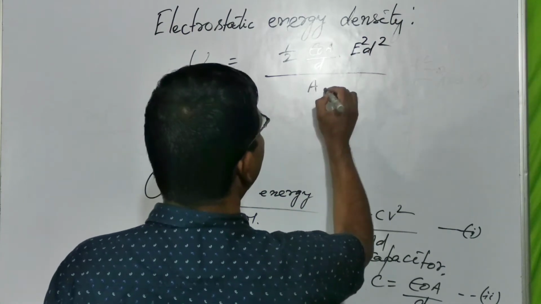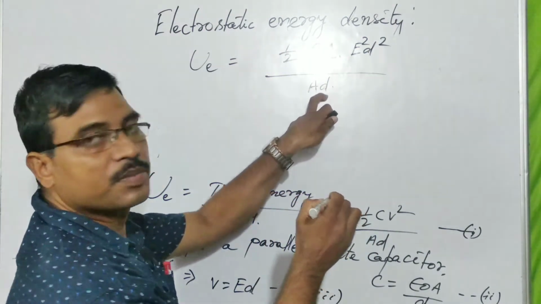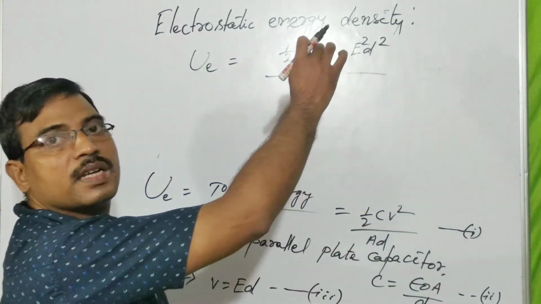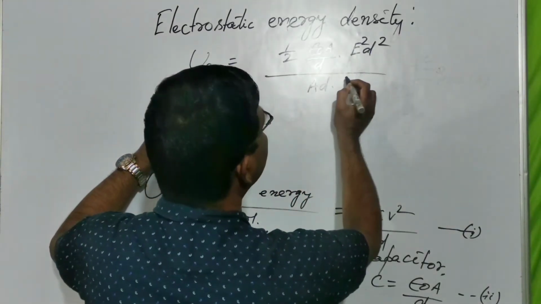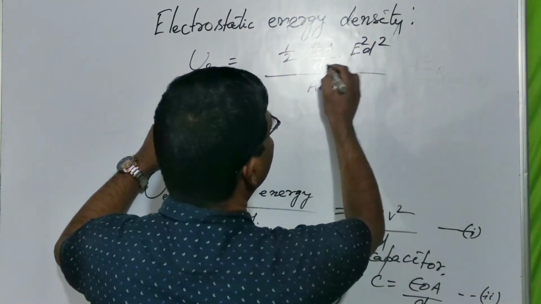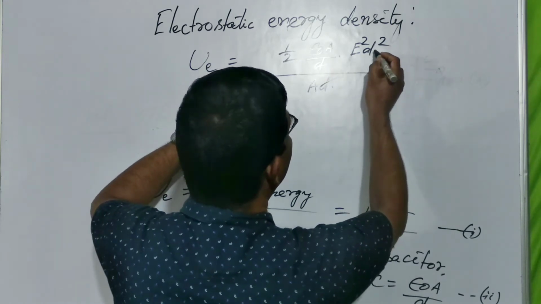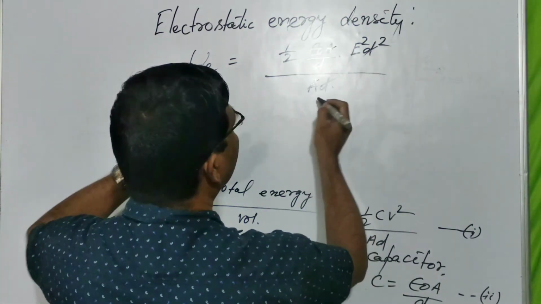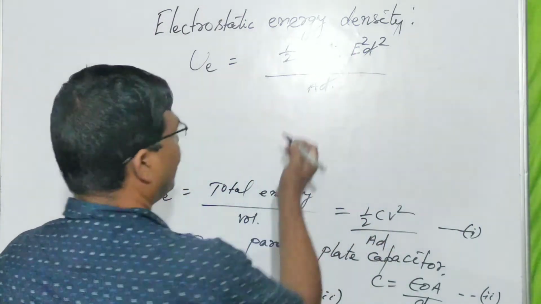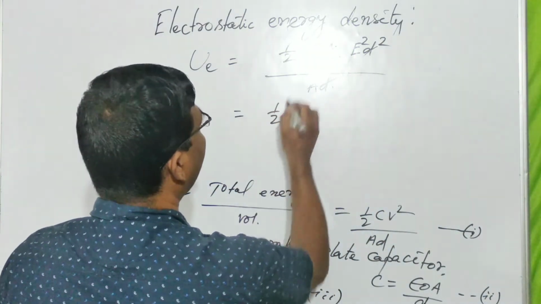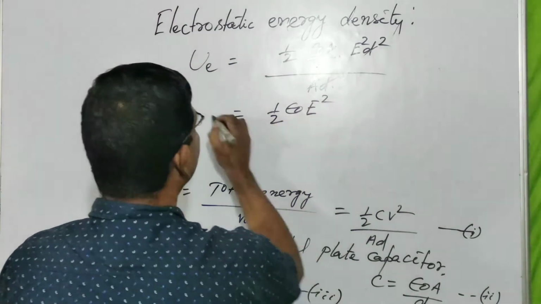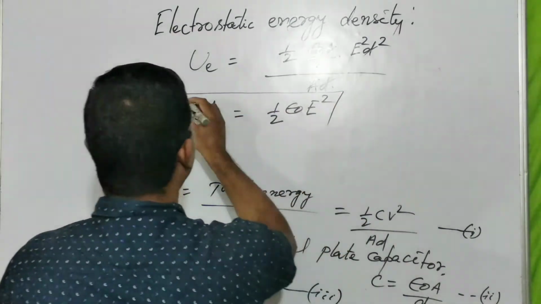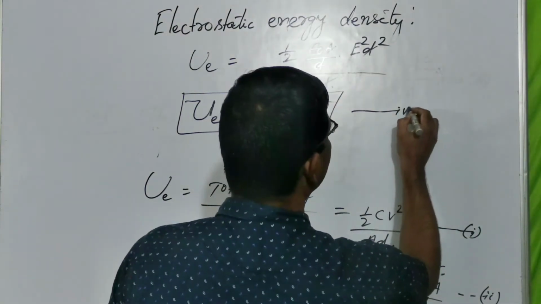Volume is equal to how much? A into D. Area of each plate, distance between two plates, and E is the electric field, epsilon naught is the permittivity in a vacuum. Then D square cancels. So what will you get? Half epsilon naught E square. This is the value of electrostatic energy density in a parallel plate capacitor. Suppose this is equation 4.